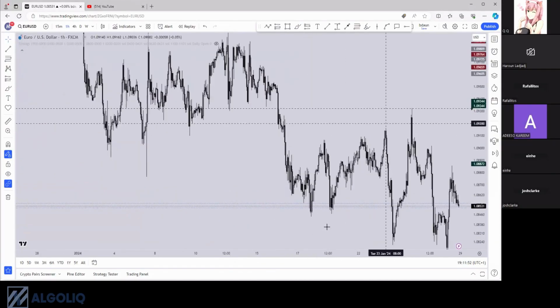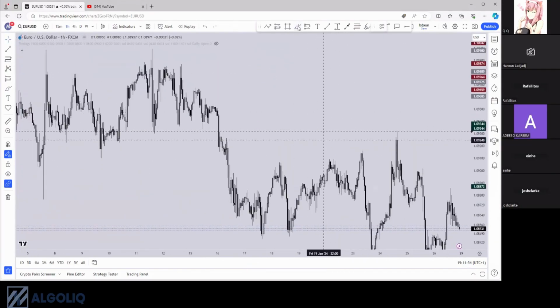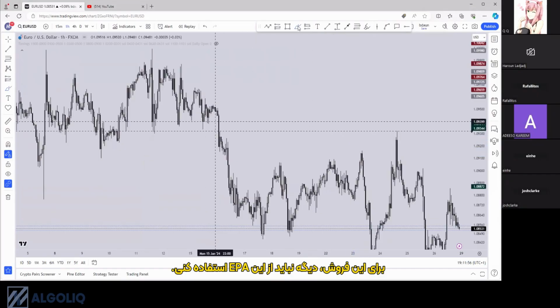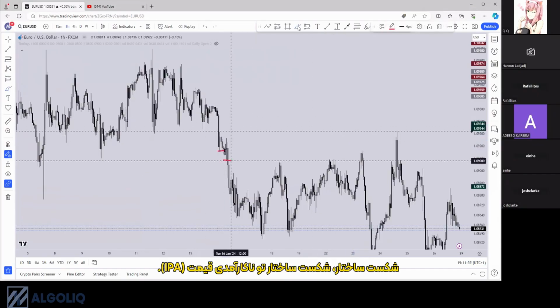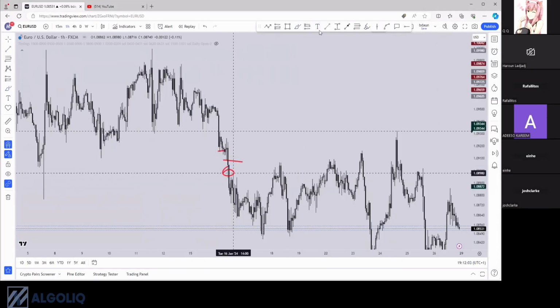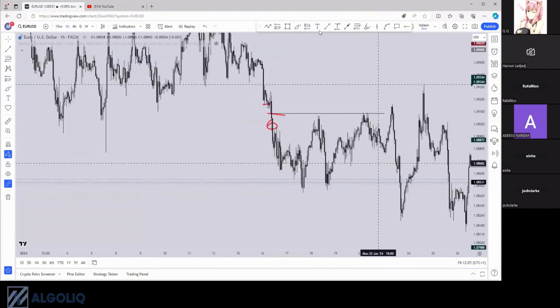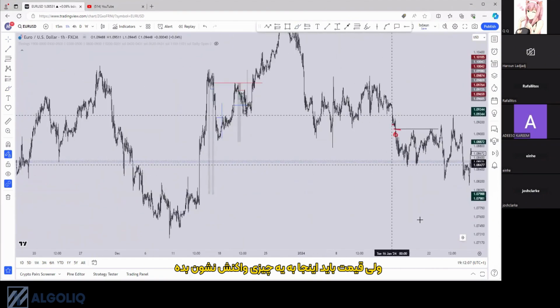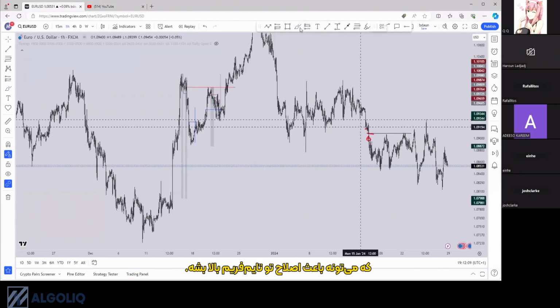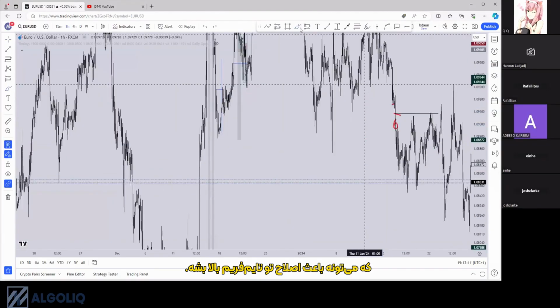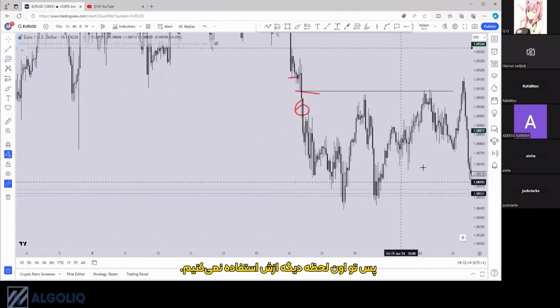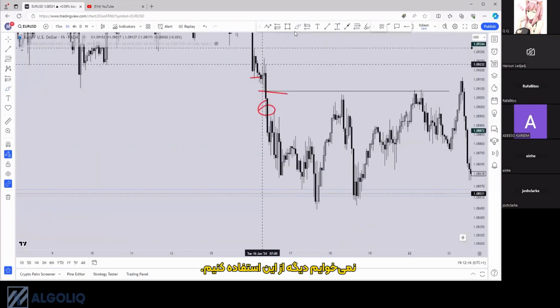So for example, for this sell, you don't use this IPA anymore. Break of structure, inefficiency, IPA. So someone would have this idea, but price had to tap into something here that can cause a pullback on higher time frame, right? So at that moment, we stop using it. We don't want to use this anymore.